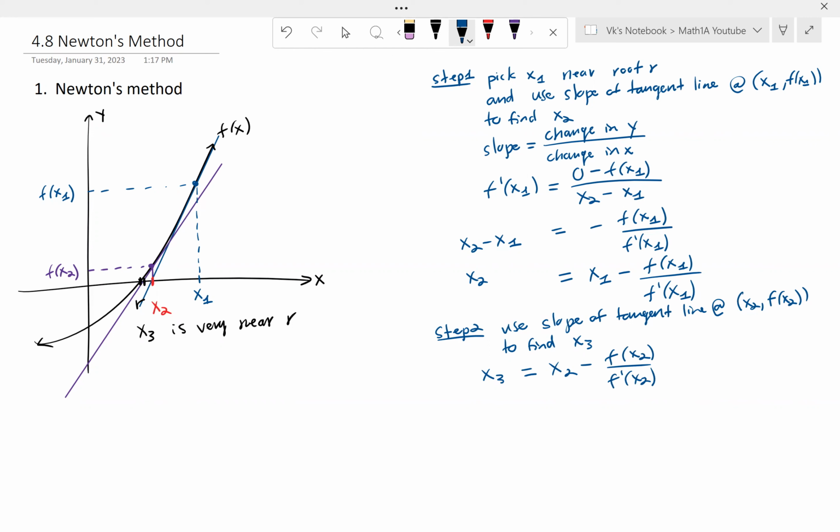And if we keep going, eventually we're gonna get a recursive formula. x sub n plus 1 equals x n minus f(x sub n) over f prime (x sub n). And this is the Newton method. It works well as long as the derivative of x sub n does not equal 0 or is not near 0.